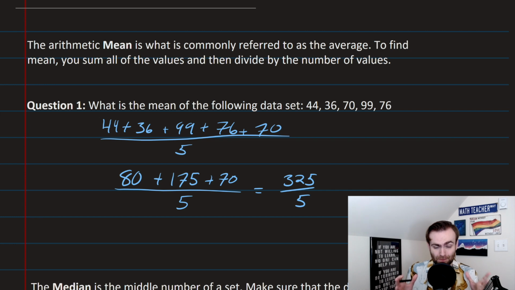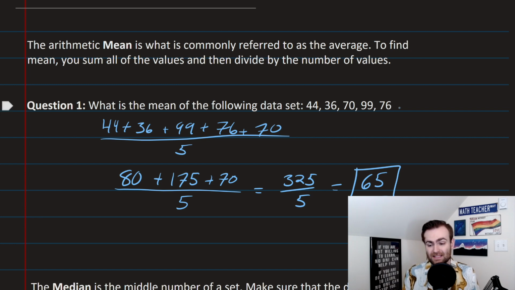Let's actually reduce this down. How many 5s go into 300? Well, 25s go into a single hundred, so 20 times 3 would be 60. And then 25 divided by 5 is 5. So we have 65 as our arithmetic mean, or our average, of this data set.